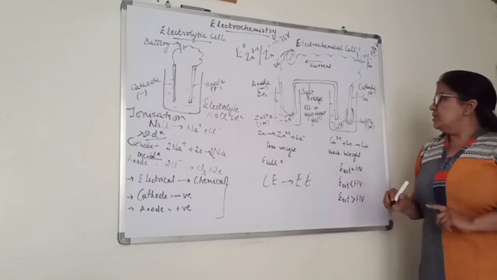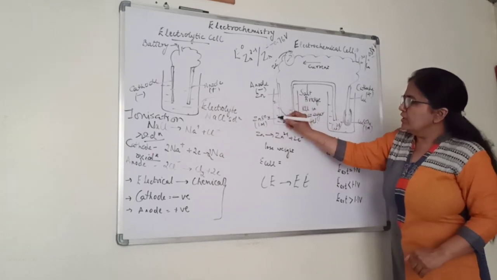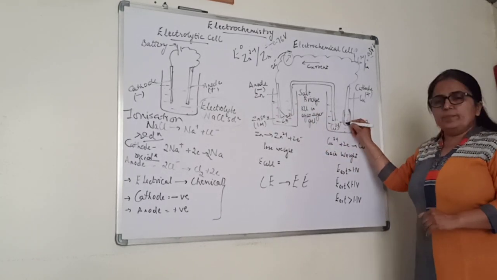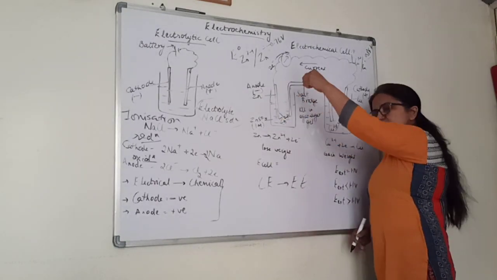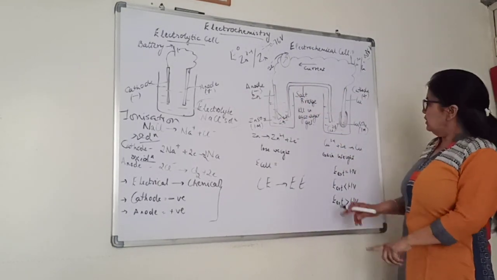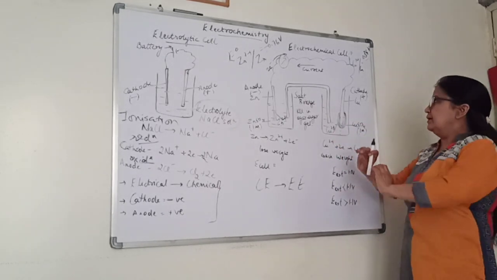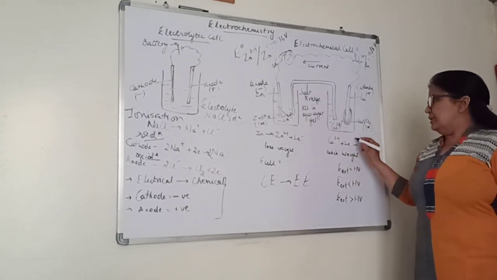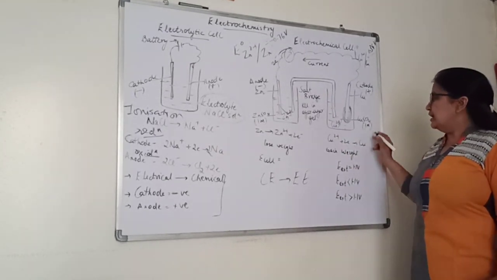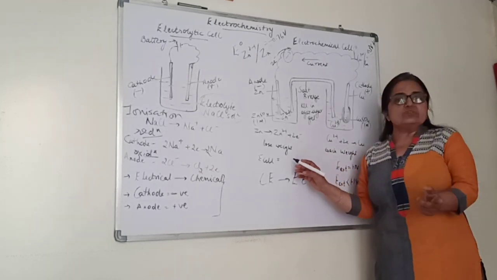So what are we observing? After some time, this zinc rod will lose weight, this copper rod will gain weight, because zinc is losing zinc ions into the solution. Here, from the solution, cupric ions are going and getting deposited on the copper rod. So this is the equation taking place, that is reduction is taking place at copper. So this is gaining weight, the first one is losing weight.